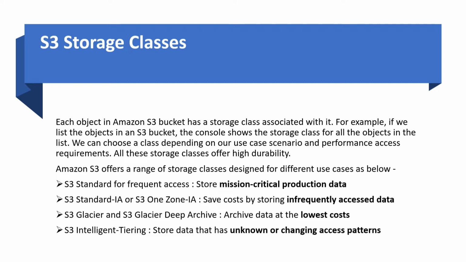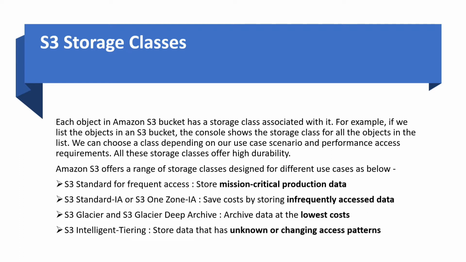There are different use cases. For example, we want to store mission critical production data. In that case, we can go for S3 Standard, which is for frequently accessed data. If we have data which is not very frequently accessed, but will be needed instantly as and when required, then we can choose either S3 Standard IA, where IA stands for infrequent access, or S3 One Zone IA. We will see in detail what the difference between both of these is.